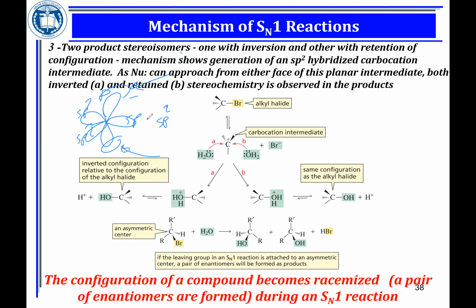And if it goes from the top, the nucleophile is going to be a high priority group, because it's not carbon or hydrogen. It's like oxygen compared to the carbons that you have. Oxygen has higher priority. So going from the opposite direction, if one side gives you the R product, the other side would give you the S product. So that's why you get a racemic mixture, a mixture of two stereoisomers, with the SN1 mechanism. So you get a mixture of two products.